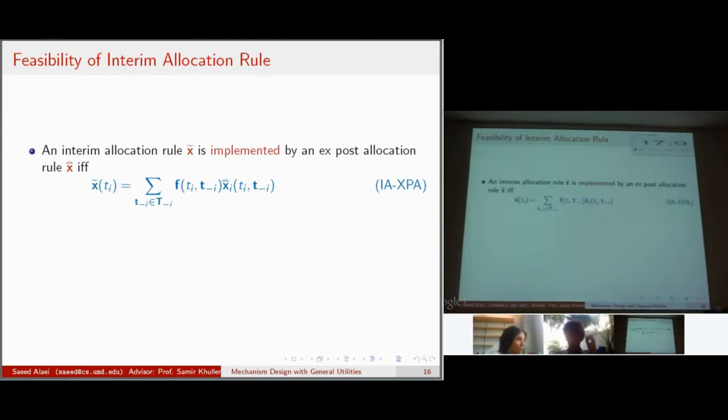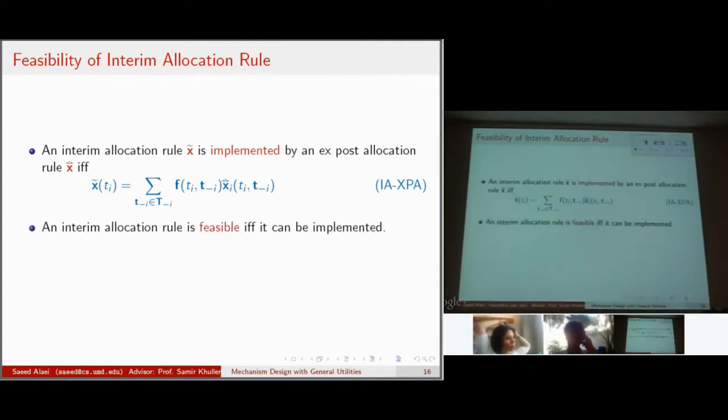So let's talk about feasibility of the interim allocation rule a little bit. We say an interim allocation rule x tilde is implemented by an ex post allocation rule x if they satisfy this inequality, where we take the expectation over the types of other agents. We say an interim allocation rule is feasible if it can be implemented by some feasible ex post allocation. And we denote the space of feasible interim allocation rules by capital X tilde.